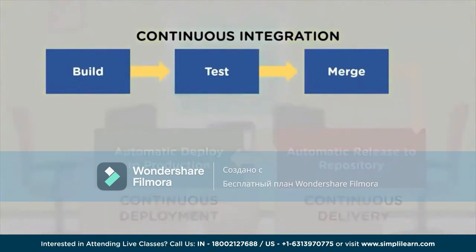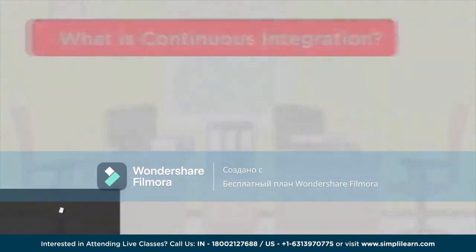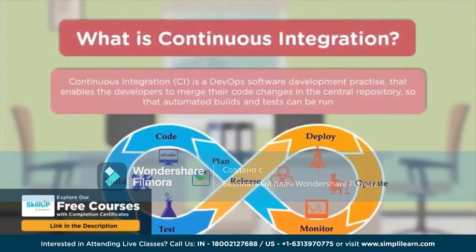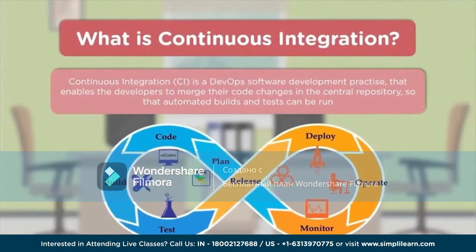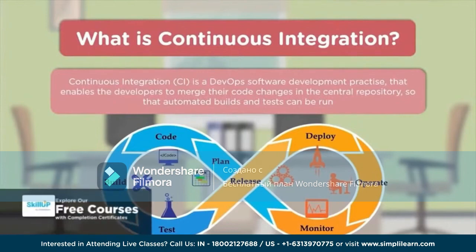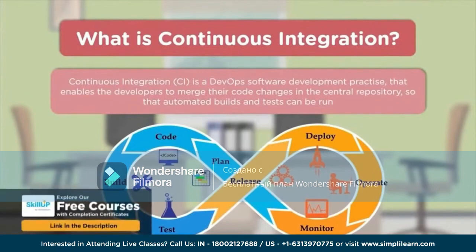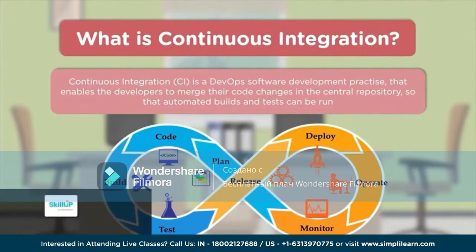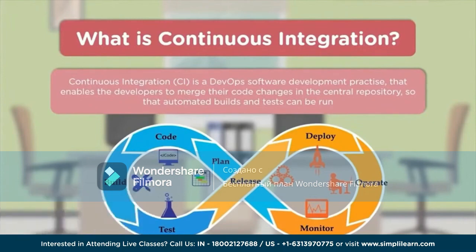Now continuous integration, again, the build, test, merge, these are the different options which we do. Continuous integration is a development process used by most development teams nowadays, that enables developers to merge their source code, whatever changes or modifications they are doing, from their local systems to the centralized repository, so that with the help of CI tools, we can have the build automation and the test case automation.